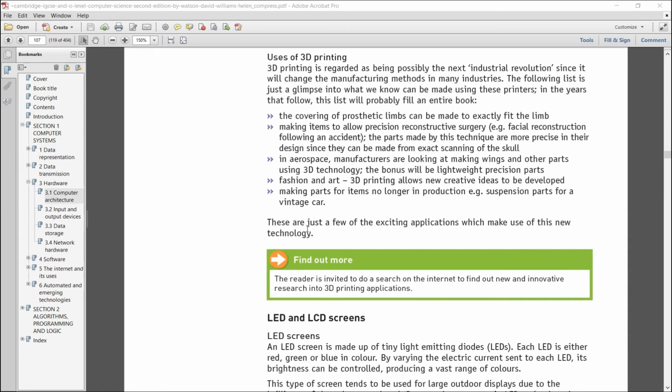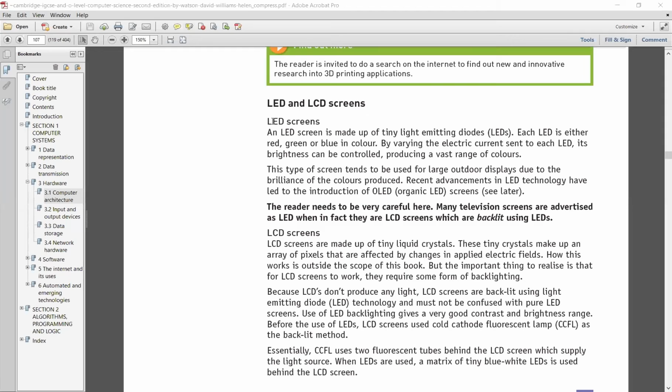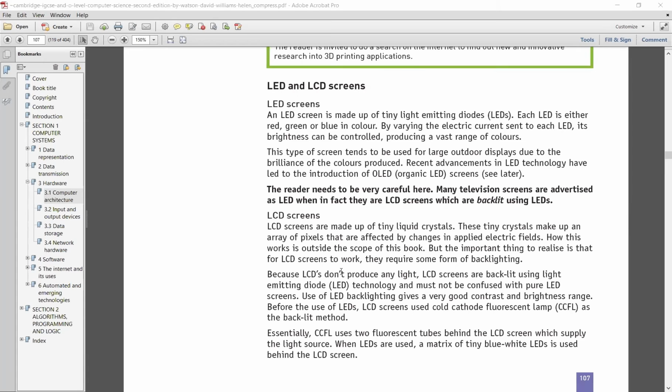LCD and LED screens, by the way, LCD is liquid crystal display, and LEDs are light emitting diodes. The next output device is LCD or LED screen. So what you need to know is what LCDs are made up of. They are made up of tiny liquid crystals, and they are there to produce the image on the screen. And because LCDs don't produce any light, LCD screens are backlit using light emitting diodes, and must not be confused with pure LED screens at all. Use of LED backlighting gives a very good contrast and brightness.